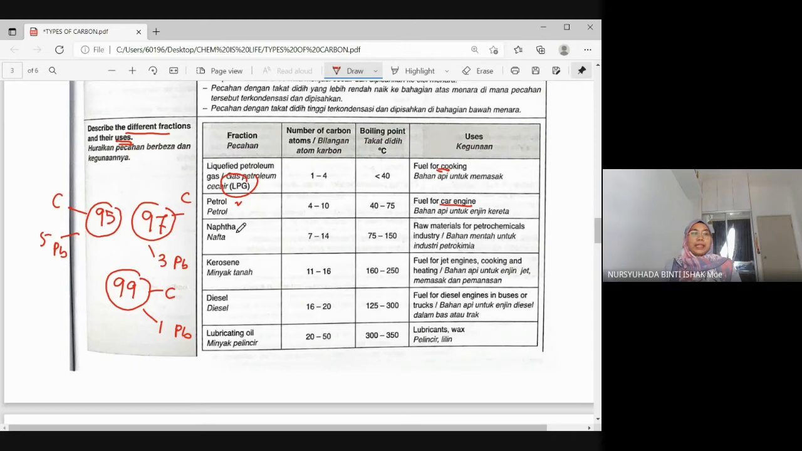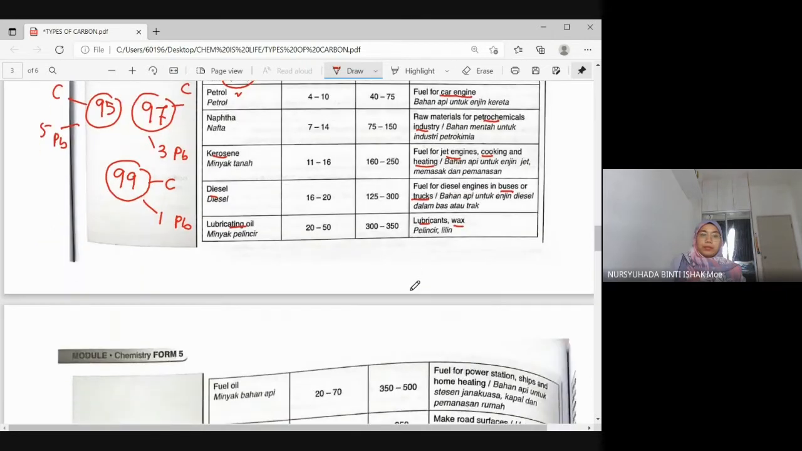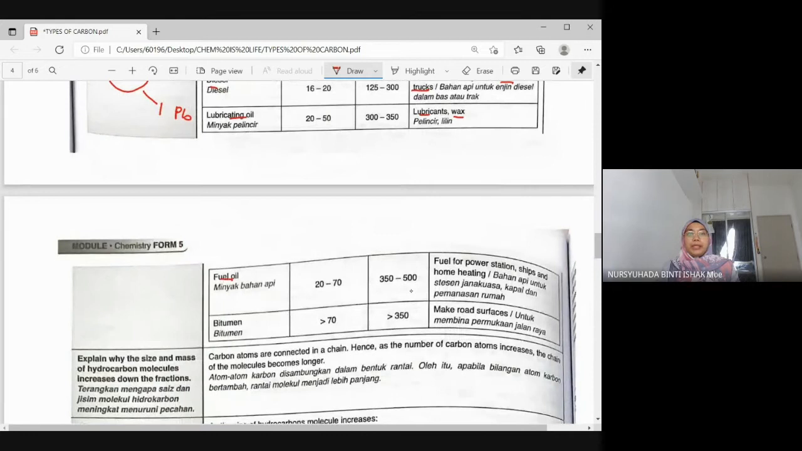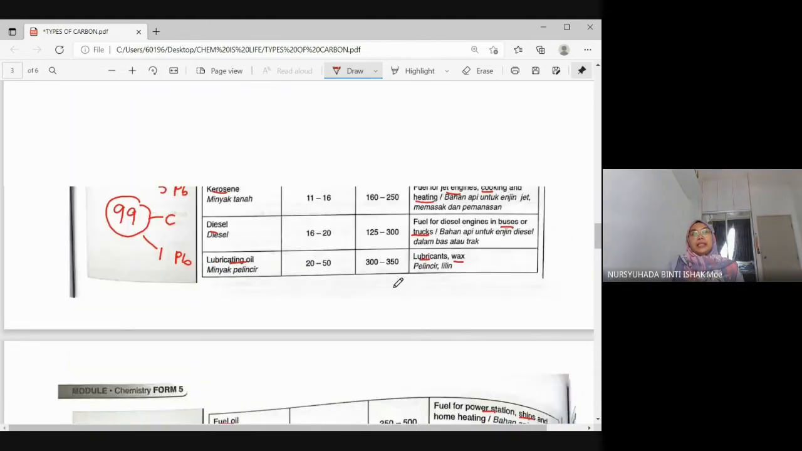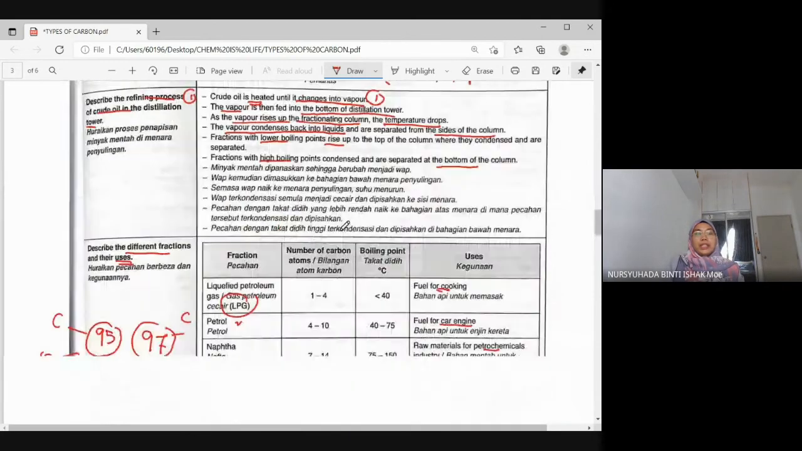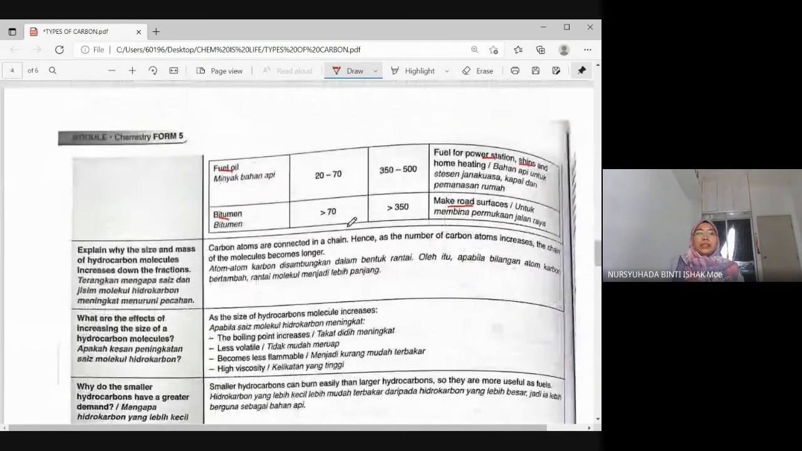Okay, sambung. Naphthalene kita guna untuk petrochemicals industry. Okay, kerosene untuk jet engine, cooking and heating. Diesel ni untuk lori kan, buses and trucks. And lubricating oil guna untuk lubricant, wax. Okay, fuel oil, minyak bahan api untuk power station, for ship. And bitumen untuk buat jalan raya, make road surface. Maksudnya semua hasil daripada proses fractional distillation ni semua berguna. Tak ada yang terbuang dengan sia-sia.